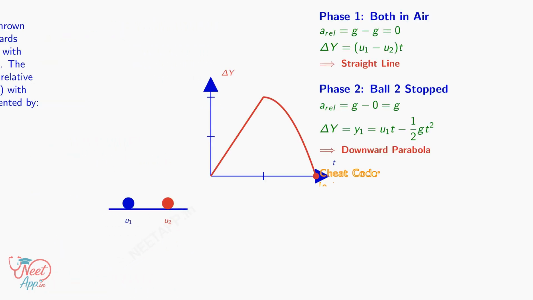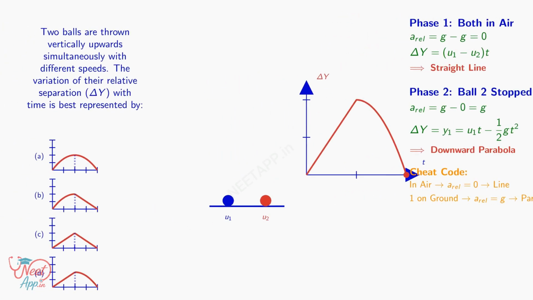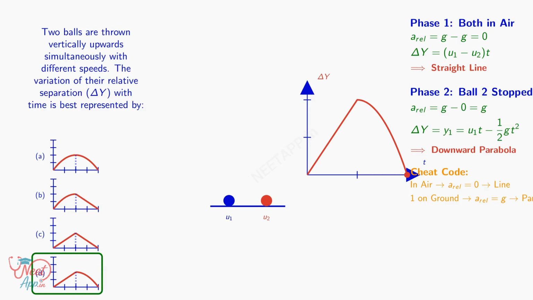Want a 3-second cheat code? Just remember this rule. Same medium means zero relative acceleration, giving a straight line. Once one hits the ground, relative acceleration becomes g, giving a parabola. Option D is the instant winner. Let's break down question 9.